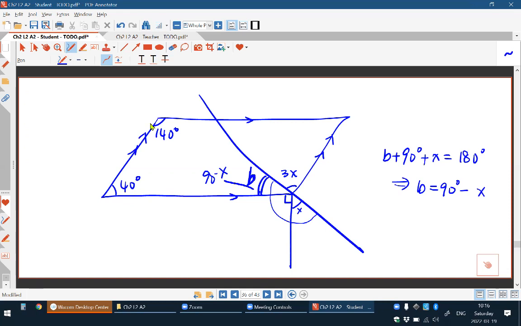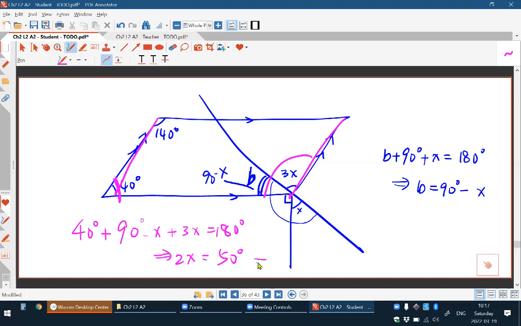Then we know that this line is parallel to this line. So that means this angle must be supplementary to this angle, right? So this angle is 40 degrees plus this angle. We know this angle equals this little angle plus 3x. So that means 90 degrees minus x plus 3x equals 180. So this gives us 2x equals 50 degrees. That means x equals 25 degrees.